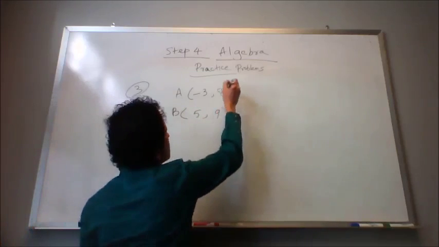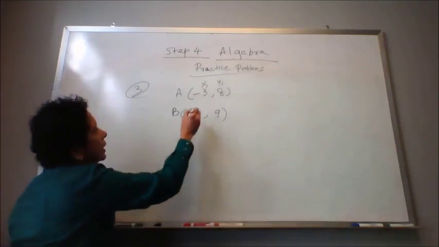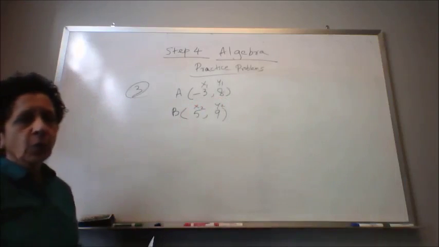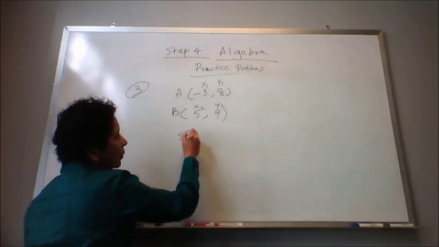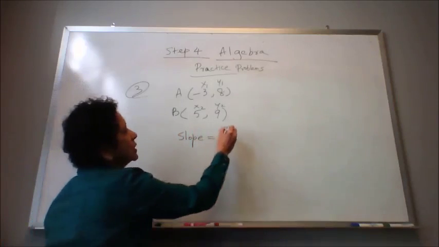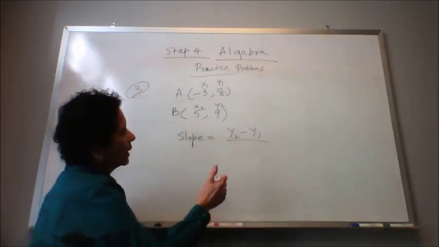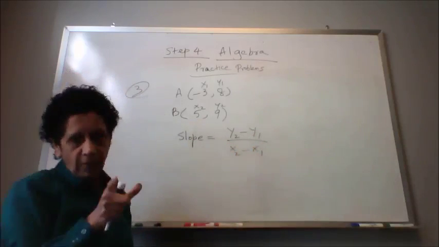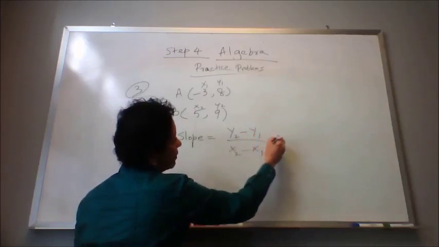So this point is x1, y1. So we've got point A, x1, y1, and then point B, x2, y2. And we want to find the slope of the line that's joining these 2 points. The way we define the slope is always rise over run, right? The difference between the 2 y values is the rise, and the difference between the 2 x values is the run. So you just take y2 minus y1 divided by x2 minus x1.